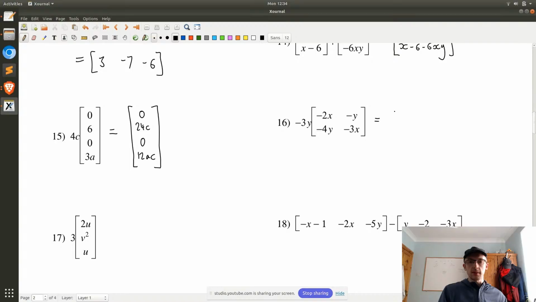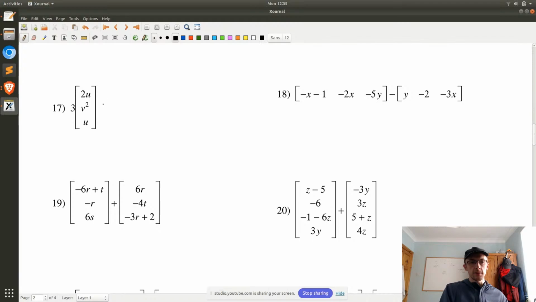And now we're going to scalar multiply this square 2 by 2 matrix by -3y. Okay, -2x times -3y is 6xy. -3y times -y is 3y squared. -3y times -4y is 12y squared. And -3y times -3x is 9xy. Wonderful.